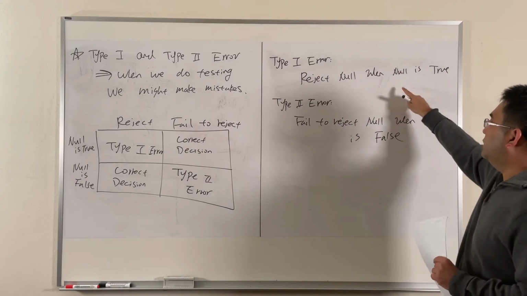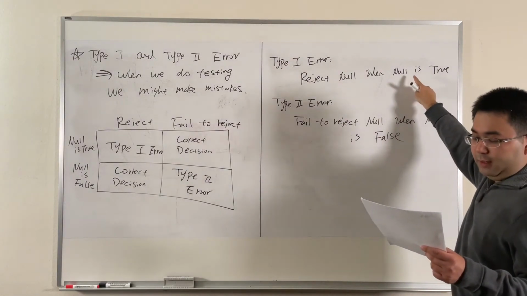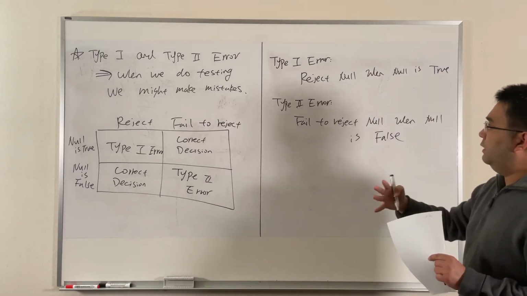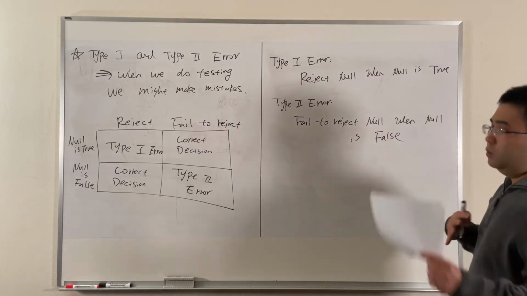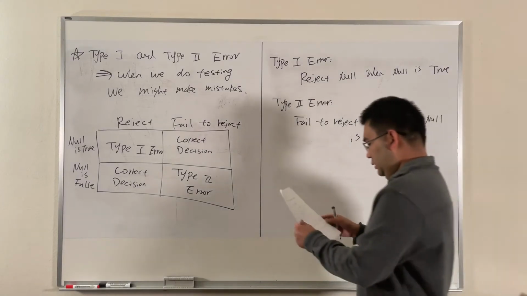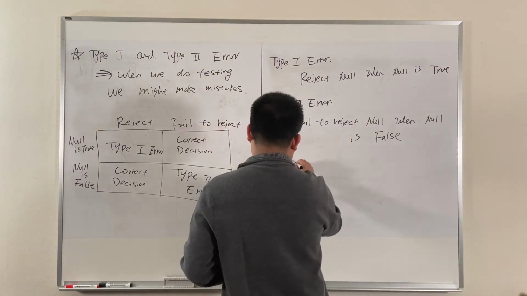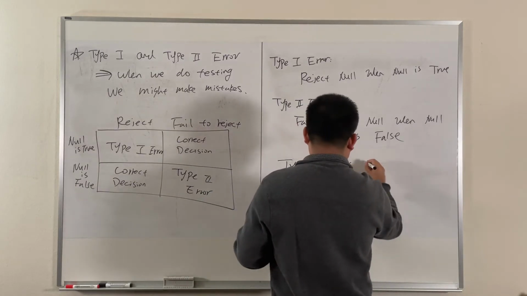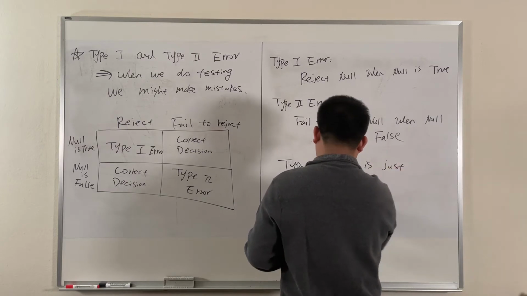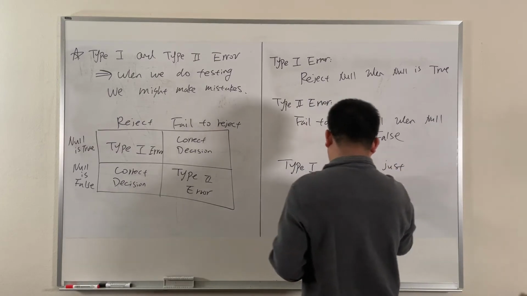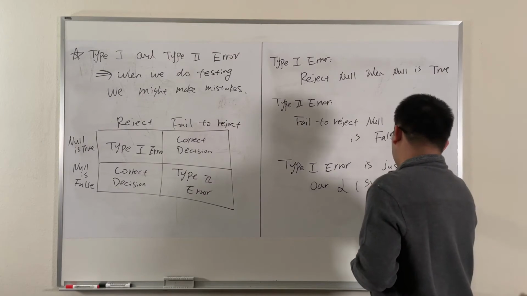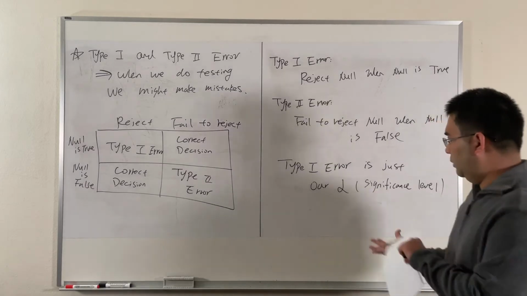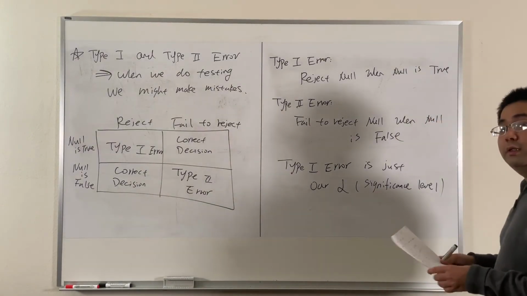This one sounds very familiar because this is just our alpha, right? Our alpha or significance level, the definition for that is when the null is true, you reject your null. So type 1 error is just our alpha or significance level. Very good.